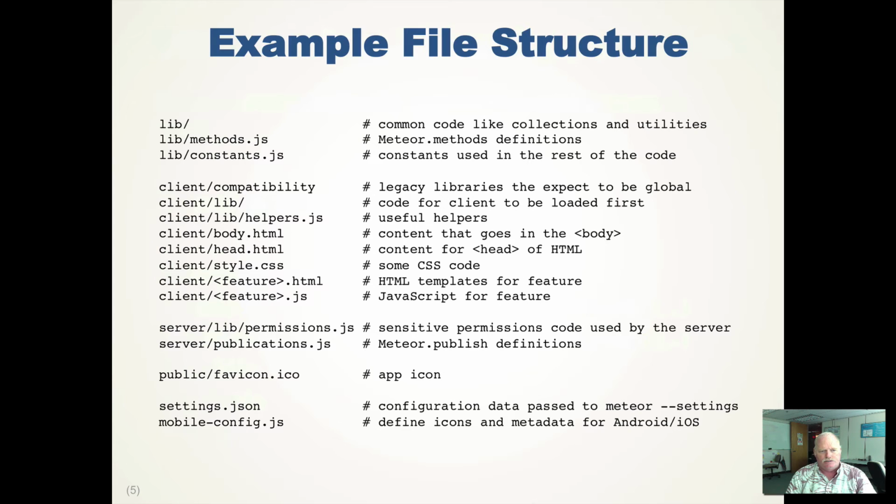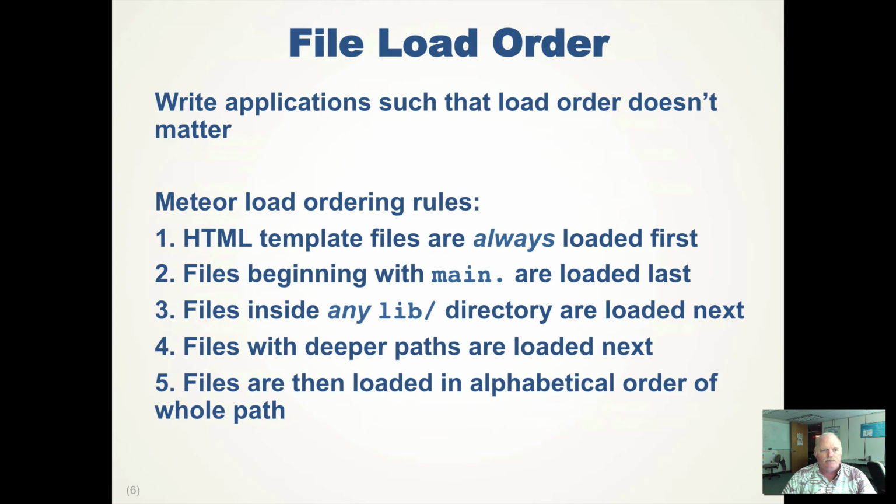So you can see that this is a general structure where you keep things either on both. In the lib directory, we have client, we have server, and we have the public. That's just an example file structure. It's reasonably good, maybe a little too complicated for simple projects, but it is a nice starting point.